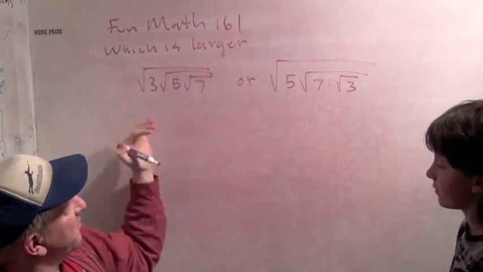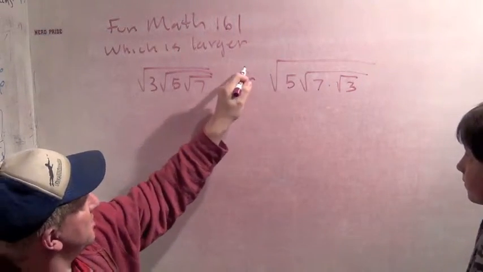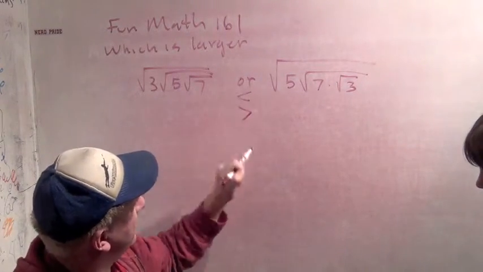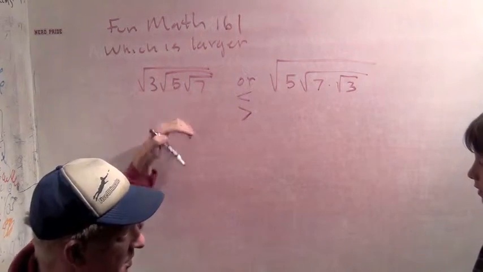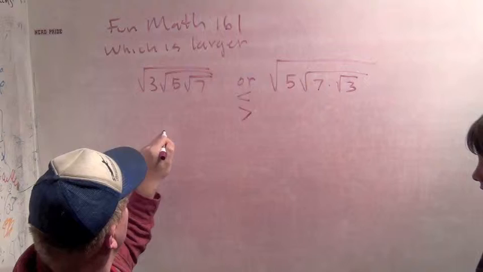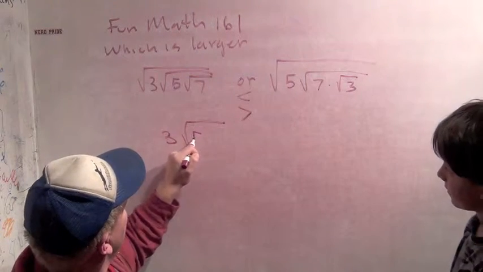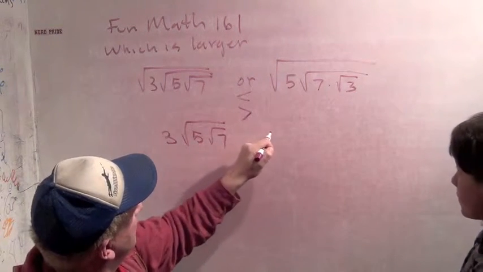Yeah, let's work from the outside. We don't know if this should be greater than or less than, but let's square both sides. What do I get when I square this expression? It's 3 times the square root of 5 times the square root of 7, times the square root of 5 times the square root of 7.